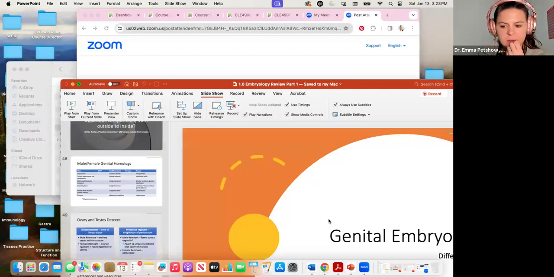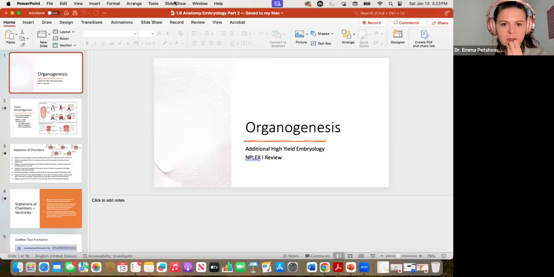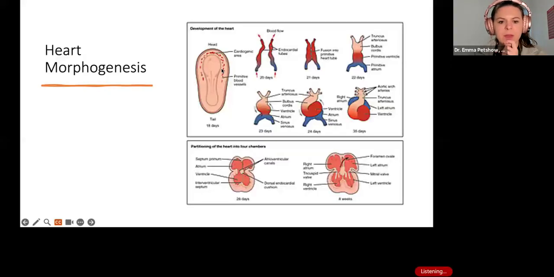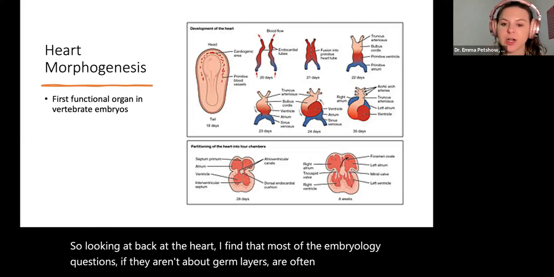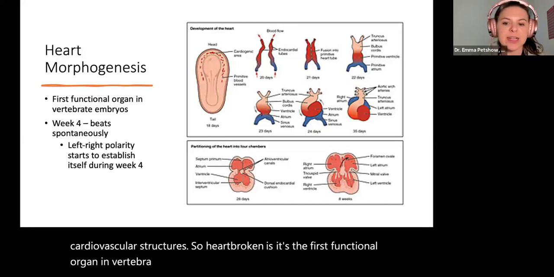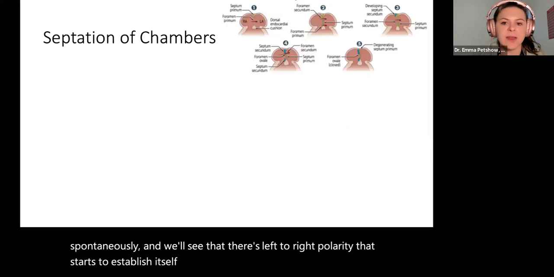We're going to go into organogenesis now. Looking back at the heart, I find that most of the embryology questions, if they aren't about germ layers, are often about cardiovascular structures. So heart morphogenesis: it's the first functional organ in vertebrate embryos. By week 4, it's beating spontaneously, and we'll see that left to right polarity starts to establish itself during this time as well.